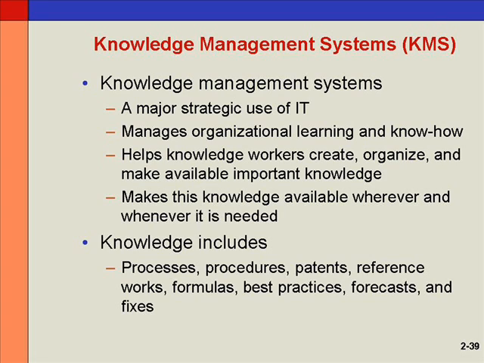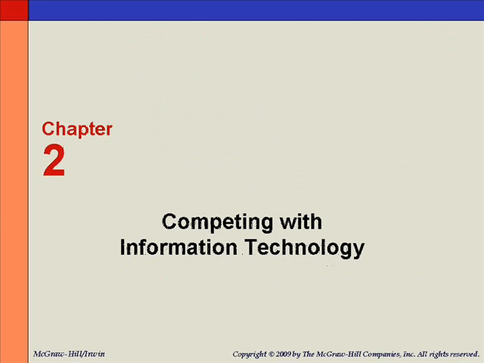Helps knowledge workers. Did you know that you'll probably be a knowledge worker? Fairly new term, but an important one. You don't make widgets. Most of our workforce in America now is knowledge workers. Anyway, knowledge workers, what do they do? They create, organize, and make available important knowledge. And the knowledge management system then makes this knowledge available whenever and wherever it's needed. Knowledge includes processes, procedures, patents, reference works, formulas, best practices, forecasts, and fixes, among other things. And fixes is really important. And that concludes the notes from O'Brien Chapter 2, Competing with Information Technology, which should have been called Using Information Technology to Compete.